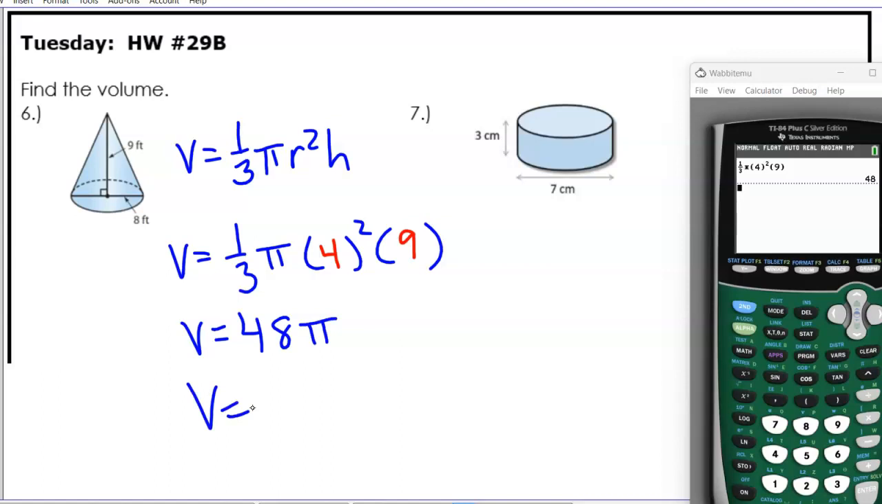And then if they ask you to round to the nearest tenth, which I didn't indicate here, but you should round to the nearest tenth, 48 times the pi symbol. Sometimes they'll ask you to use 3.14 instead of pi, so I'm going to do that as well.